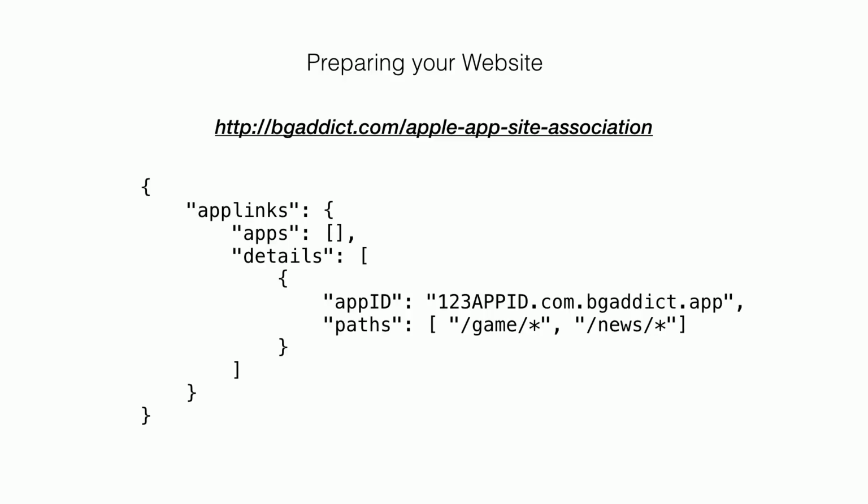The app ID is your universally unique app ID given to you by Apple. It's your team ID plus your reverse domain, and that's the same thing you see when you go into iTunes Connect. The paths are paths on your website, relative to root, that can be opened up in your app with a corresponding URL scheme. So the Apple crawler, when it sees this, is going to go to bgaddict.com/games and everything under /games because of the star, and it's going to associate all those sub-URLs with your app. Same thing for news. Now, it's possible to have multiple apps associated with your website, but let's start out easy.